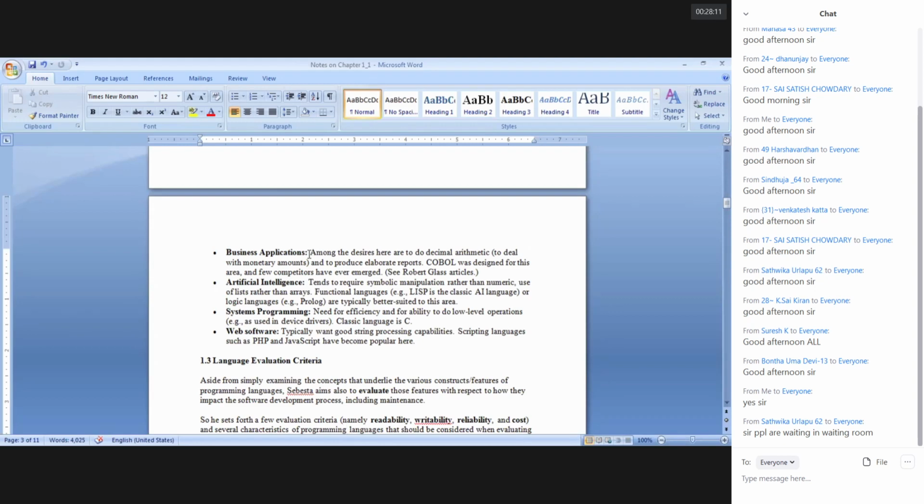and system programming. They handle hardware. They handle drivers. They need efficiency and the ability to do low level operations as used in device drivers. So the programming language is C. You know how C language evolved, Dennis Ritchie, when he was trying to develop a system application, he came out with this C language, right?